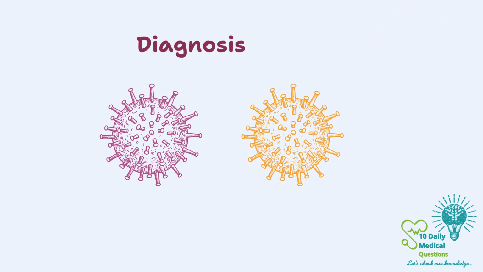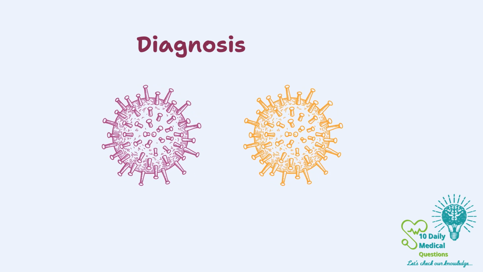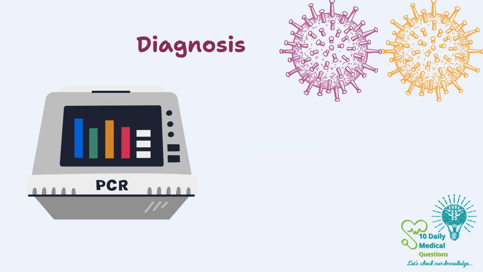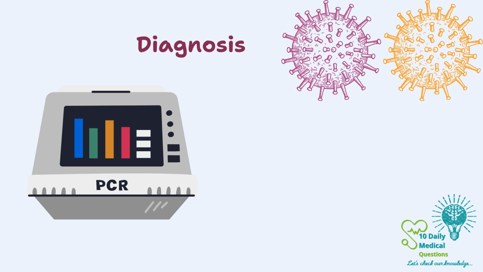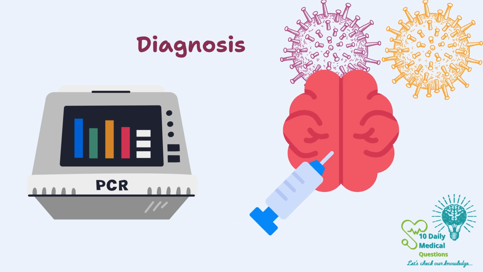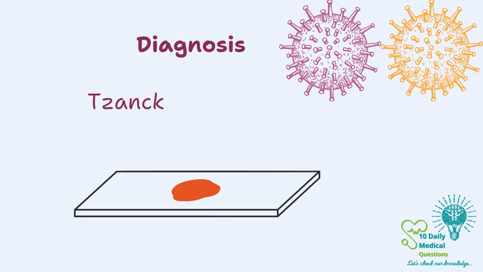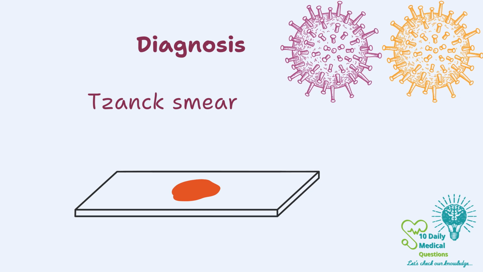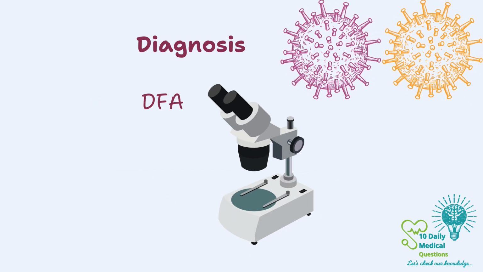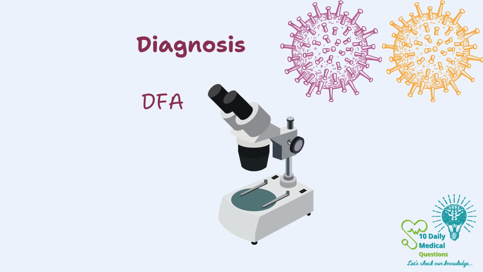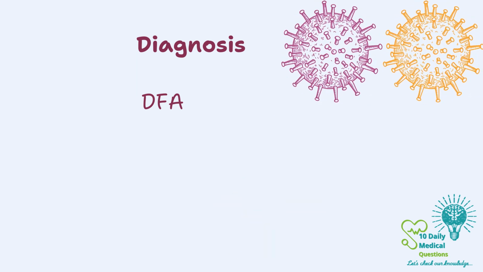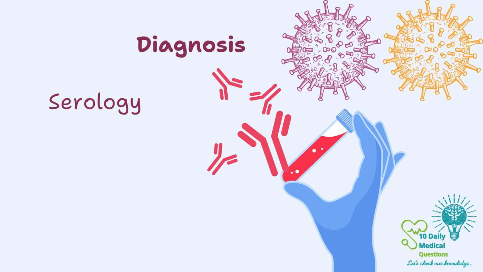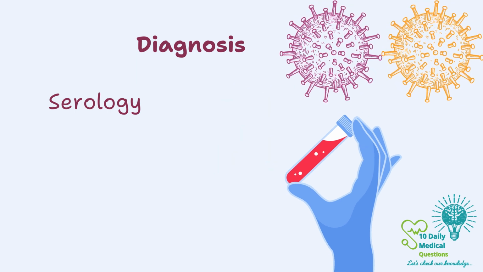Diagnosis. How to diagnose HSV? HSV can be diagnosed through several methods. PCR, polymerase chain reaction, is the most sensitive test, used for CSF in suspected herpes encephalitis. Tzanck smear identifies multinucleated giant cells but is less specific. Direct fluorescent antibody test, also known as DFA test, detects viral antigens. Serology. IgG and IgM antibodies are used to determine past exposures.